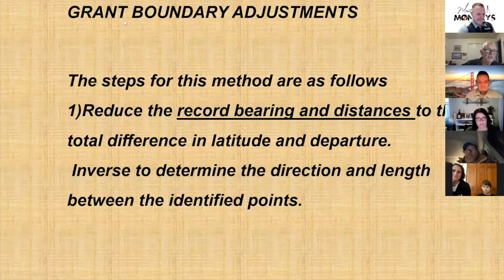Now, the steps for this method are as follows. Number one, reduce the record bearing and distances to the total difference in latitudes and departures. And those of you who don't know the old language, latitudes and departures are nothing more than difference in north and difference in east. Latitudes are difference in north, departures are difference in east. And then we're going to inverse to determine the direction and length between the two identified points. And that's what we did to the record information.